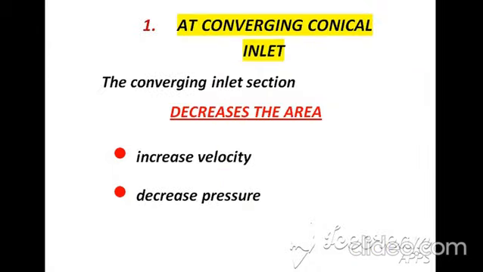If we talk about the operation of the first part of Venturi meter, which is the inlet, then according to operation, the converging section gradually decreases the area of the pipe. So as a result, velocity will increase but pressure will decrease.